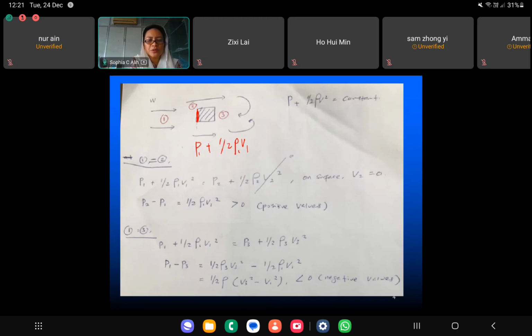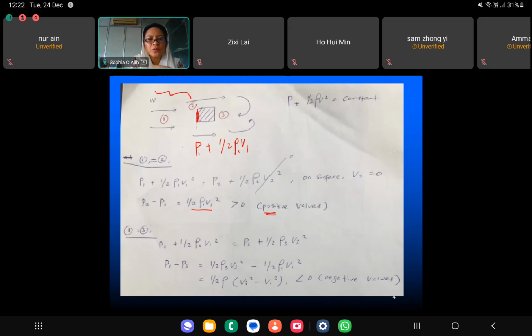Now, if I take P1 over there, it's going to be P2 minus P1 equal to 1/2 rho V2 square. Since this is always going to be more than 0, it is always giving me a positive value, because this one is always positive. So the difference in the wind pressure in front over here is always positive.